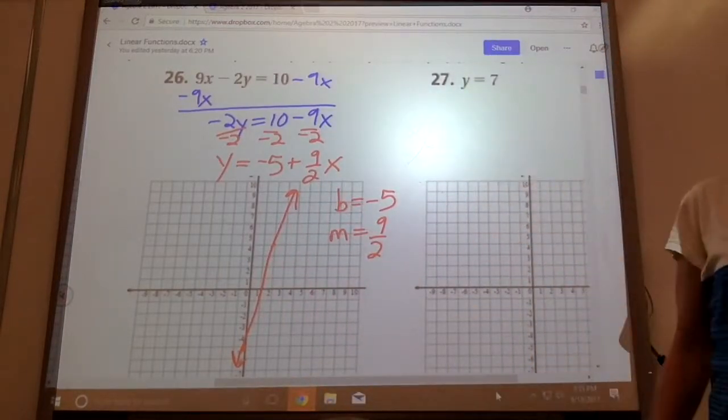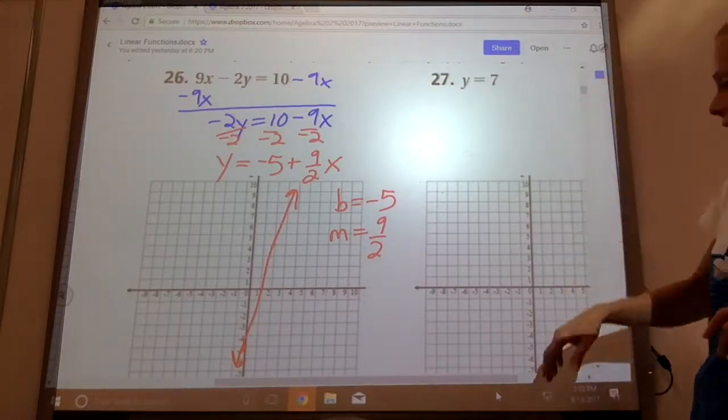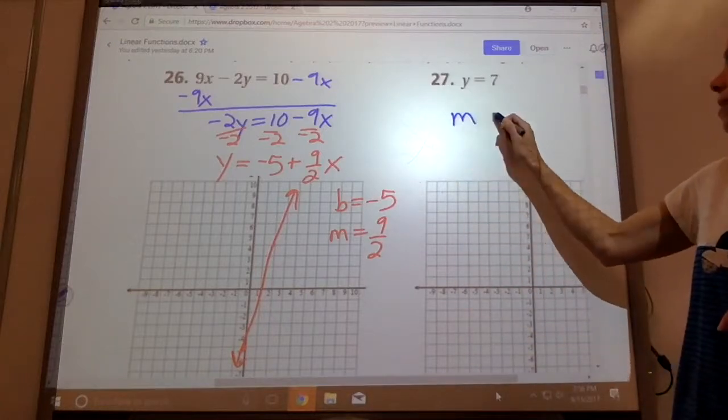The next one's a good one. y equals 7. What kind of line is that? Horizontal. Very good. So my slope is what?